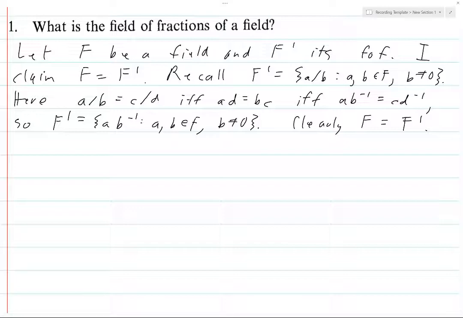1 is just 1 over 1, and 0 is 0 over 1. This is, again, just associating elements in your original domain with the elements in the field of fractions. This is how we did it before. This is how we do it now.